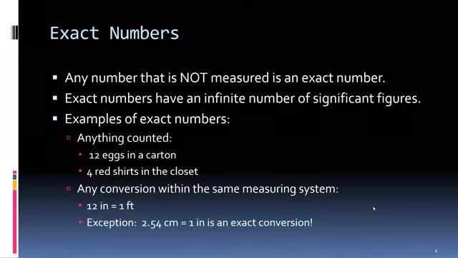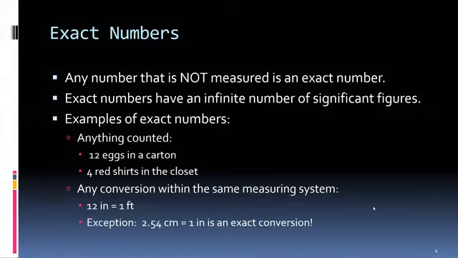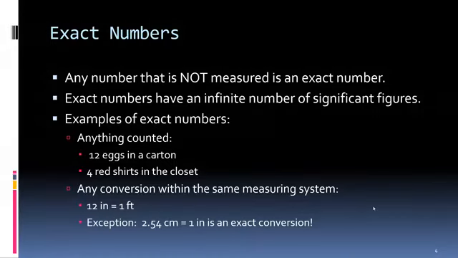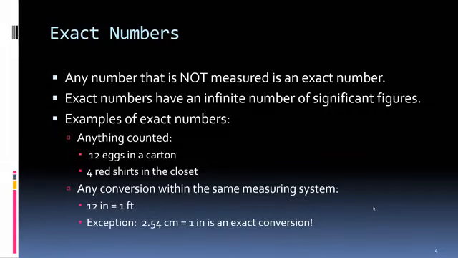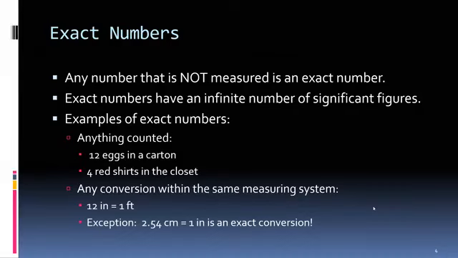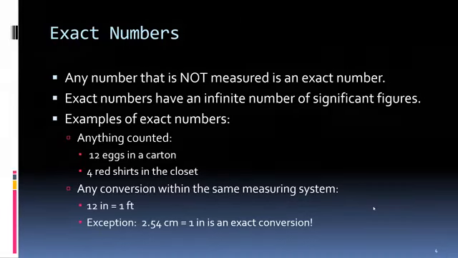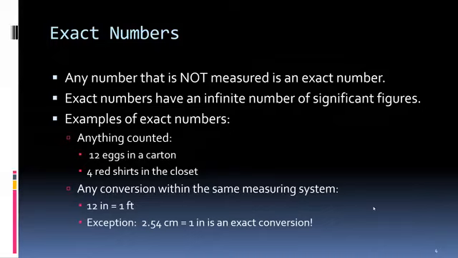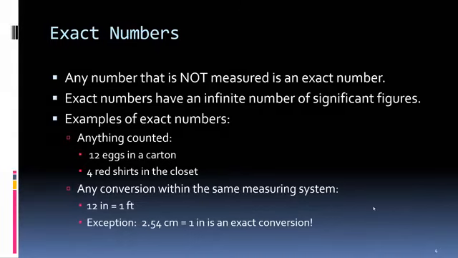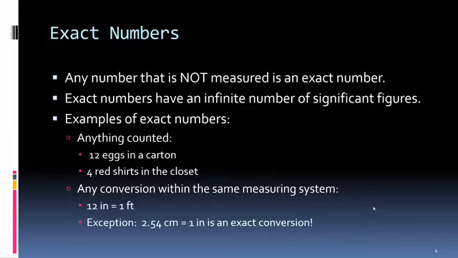Conversions between two measuring systems, i.e. English to metric, are not exact, with one important exception. The conversion between centimeters and inches is considered to be an exact number. In other words, there are exactly 2.54 centimeters in 1 inch by definition. Again, exact numbers are nice because they are treated as if they have an infinite number of significant figures.